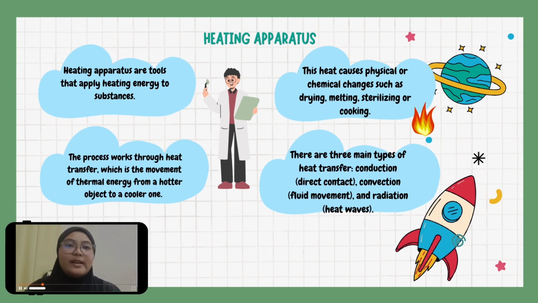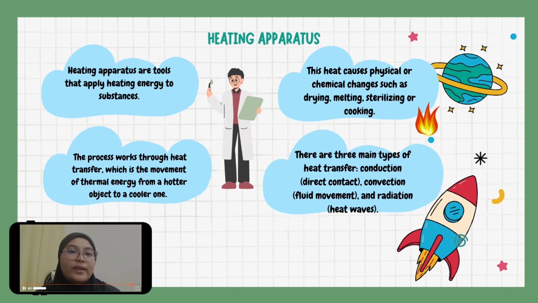Next, I will explain about the theory of heating apparatus. Heating apparatus are tools that apply heating energy to a substance. The heat causes physical or chemical changes such as drying, melting, sterilizing, or cooking. The process works through heat transfer, which is the movement of thermal energy from a hotter object to a cooler one. There are three main types of heat transfer. First is conduction, direct contact. Second is convection, fluid movement. And third is radiation, heat wave.